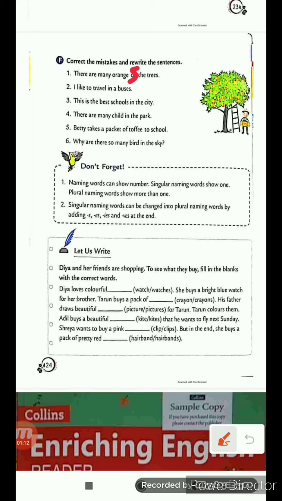Okay children. So next one, I like to travel in a buses is given. So buses is plural, but a is given. A means singular. So we have to remove es after bus. That means I like to travel in a bus. It will be bus. I like to travel in a bus. Okay children. So like this you have to rewrite the sentence and correct the mistakes. So this also we will do in online class.